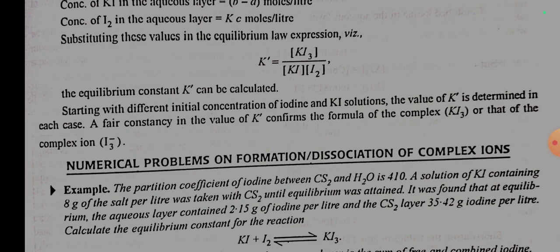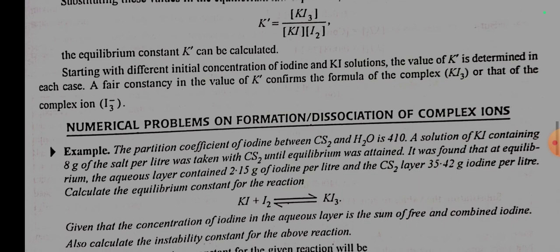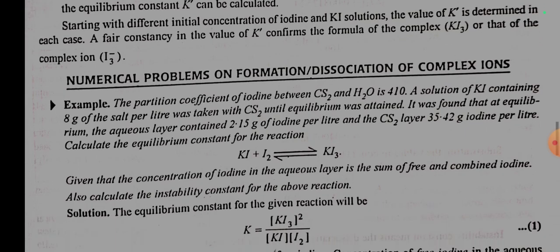Starting with different initial concentrations of iodine and KI solution, the value of K dash is determined in each case. A fair constancy in the value of K dash confirms the formula of the complex KI3, or that of the complex ion I3 negative.